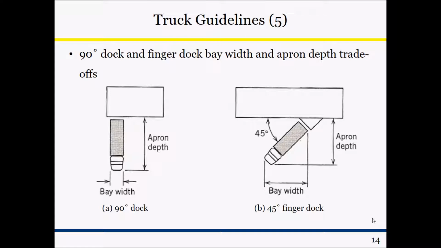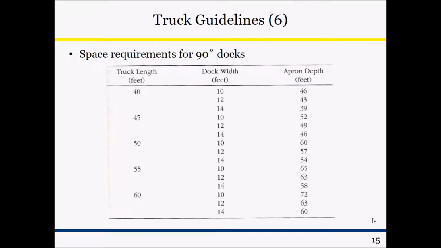And here is an example of a 90-degree dock and a 45 degree finger dock. And the 90 dock, as you can see, has the smallest bay width, however it has the largest apron depth. On the other hand, the 45 degree dock has a longer bay width, however it has a shorter apron depth than the 90-degree dock. And of course you can change the angle between dock and bay, so you can have different bay width and apron depth. So here is the space requirement for the 90-degree dock.